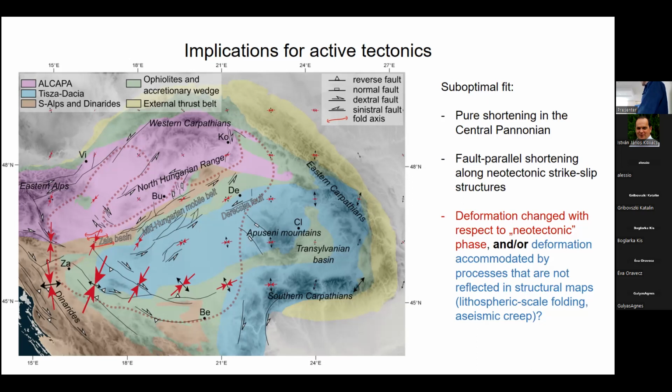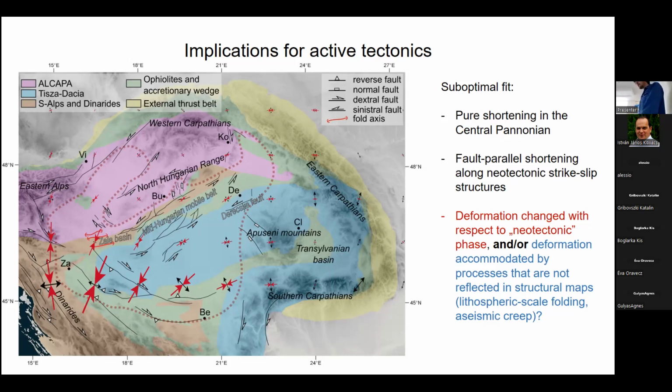Okay, so this is the area of the Mid-Hungarian mobile belt, which should be a sinistral strike-slip structure in the neotectonic phase. Now here, there is almost no perpendicular extension in the geodetic strain rate. It's a pure shortening. And to make this even worse, this shortening turns parallel with the faults towards the east, which is not what you would expect in a strike-slip deformation zone. The shortening should be northeast-southwest, so it should be oriented something like this to fit with the observed structures. Okay, so how could we explain this?